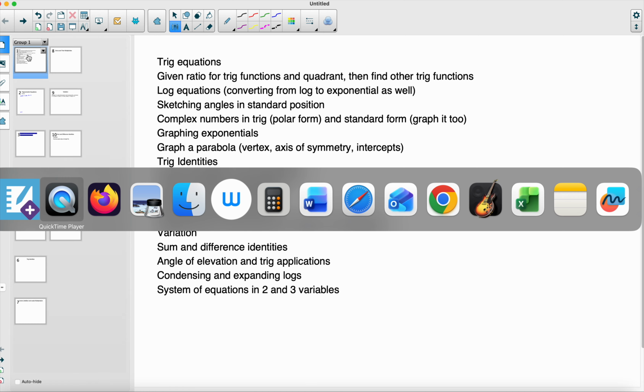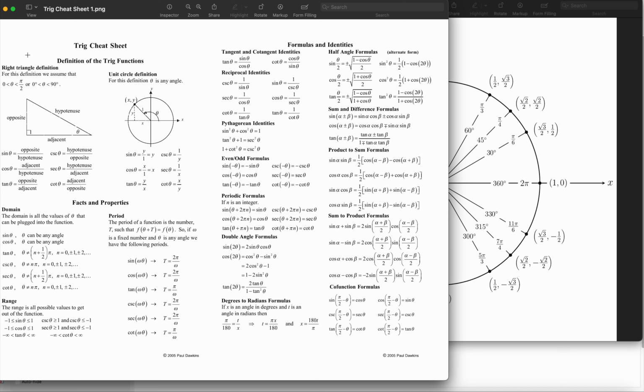Okay, I do have these things that I have shared. I'll share them again when I share this video. You have what we call the trig cheat sheet, because it has all the identities and formulas that we need to know and you should memorize.